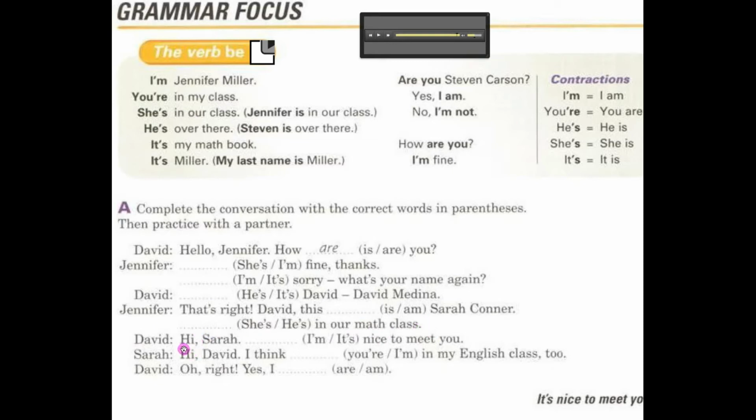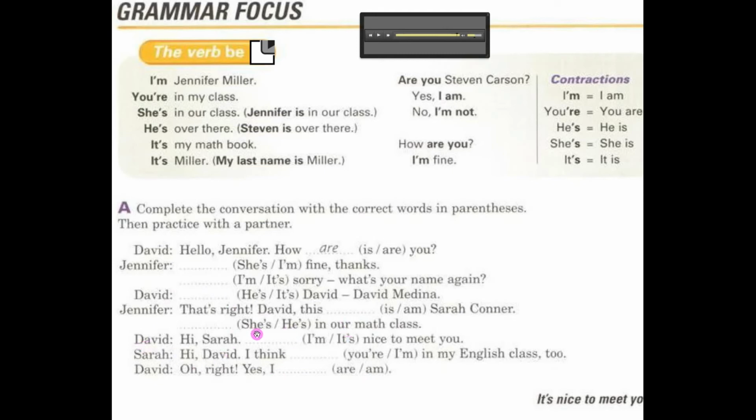Okay, now David. "Hi, Sarah. Nice to meet you." "I'm" or "it's"? Yes, correct: "It's nice to meet you," to make it complete. And then, "Hi David, I think you're in my English class too." Sarah is talking directly to David. And then David says, "Yes, I am."